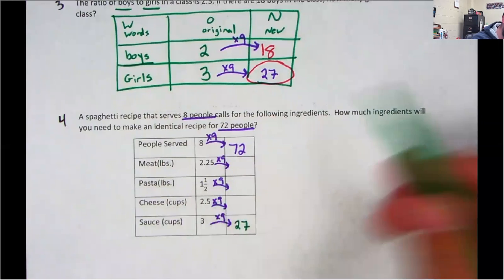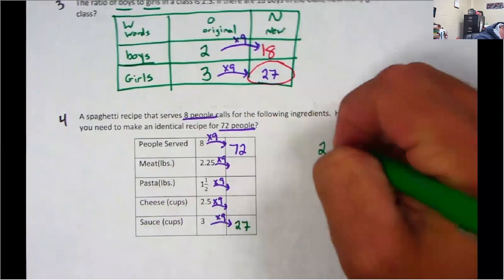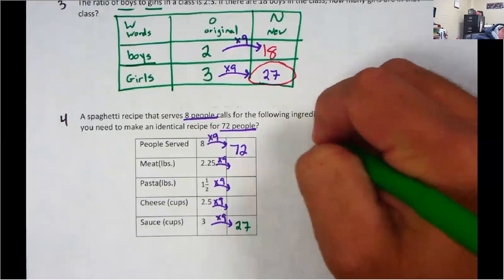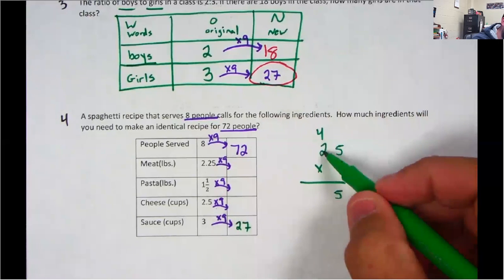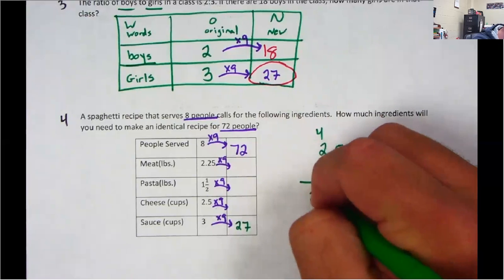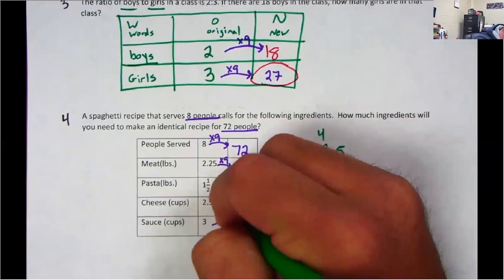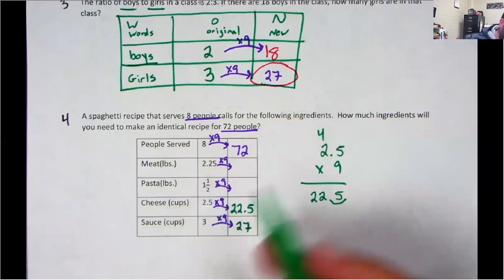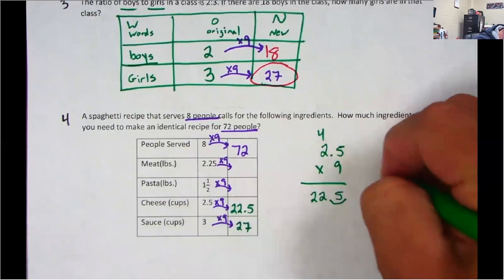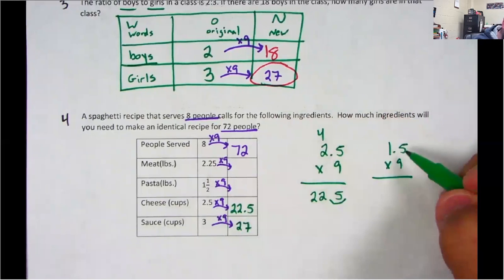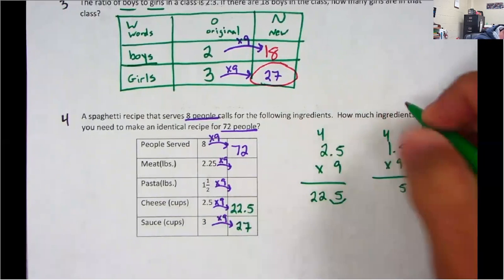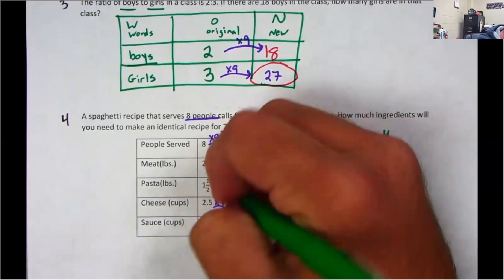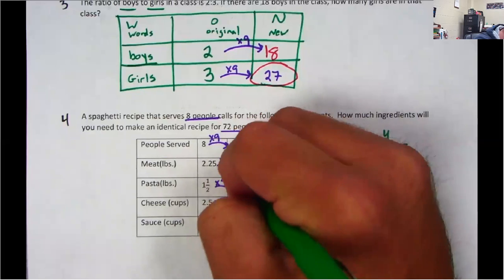All right. Now, since I've got fractions and decimals, I'm going to multiply. 2.5 times 9. 9 times 5 is 45. Carry the 4. 9 times 2 is 18, plus 4 is 22. Move my decimal back 1 time, so that's 22.5. 1.5, isn't that the same as $1.50? So 1.5 multiplied by 9. Again, 9 times 5 is 45. 9 times 1 is 9, plus 4 is 13. Move the decimal back 1 time, so that's 13.5.